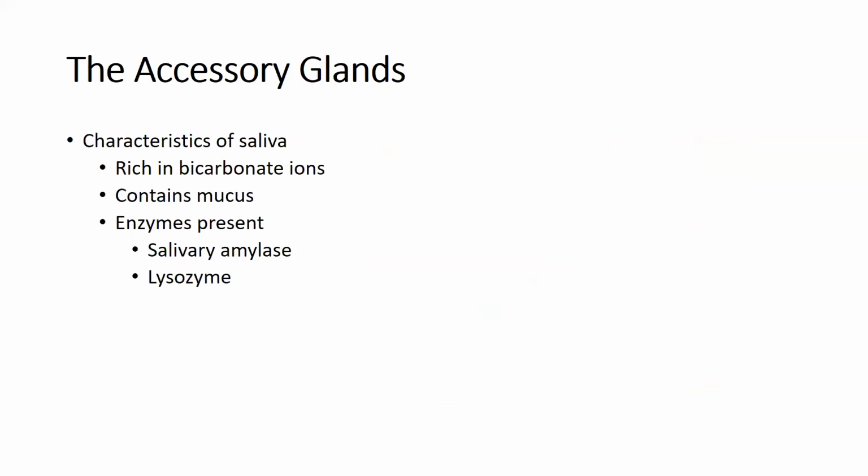All right, when you look at the substances that are found in saliva, lots of bicarbonate ions, lots of mucus, salivary amylase, which helps with the starch breakdown in the mouth, and then lysozymes. Lysozymes help with killing bacteria, right? The antibacterial substances that help to fight off any pathogens or germs that may be in the food we eat, and this happens in the mouth.